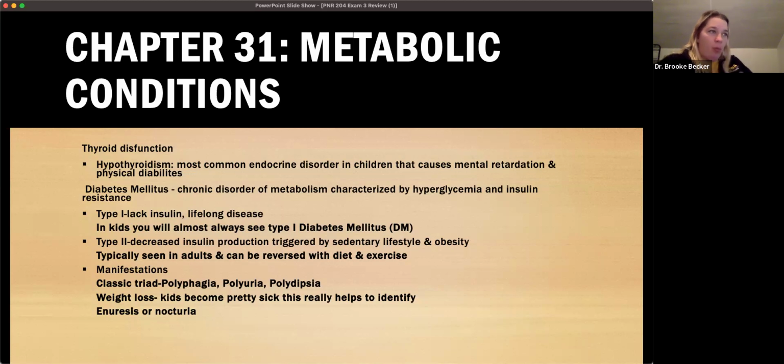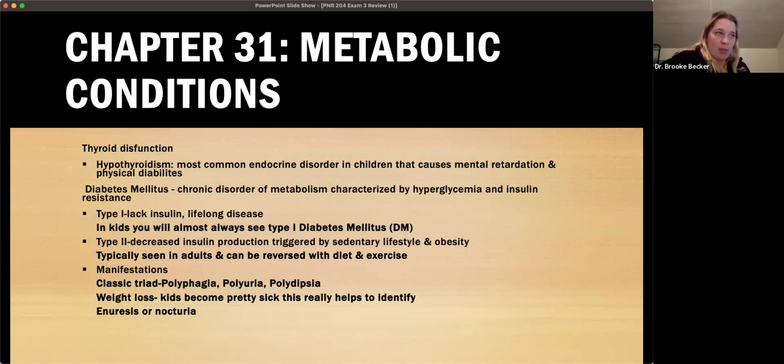Diabetes mellitus, there's type 1, which is the lack of insulin. This is a lifelong disease, so they're always going to need insulin, okay? Type 2 is decreased insulin production, usually triggered from diet choices or sedentary lifestyle or obesity, okay? So that can be reversed. You almost always see type 1 in kids, but with childhood obesity increasing recently so significantly, we are seeing some type 2 diabetics as well in children.